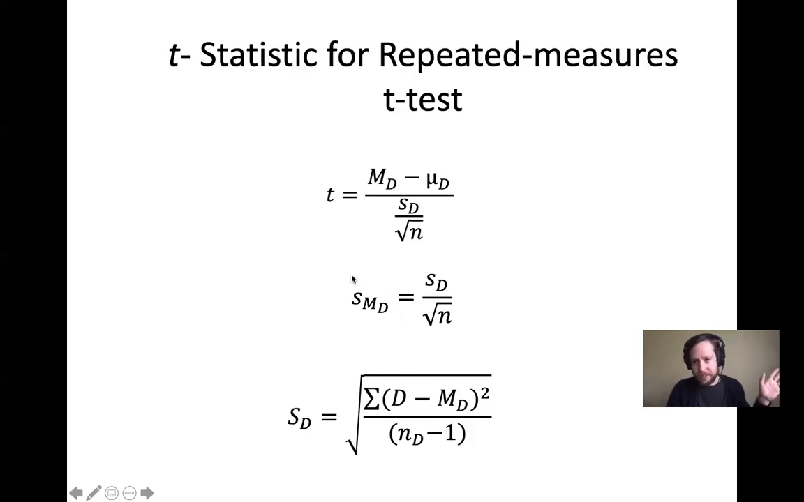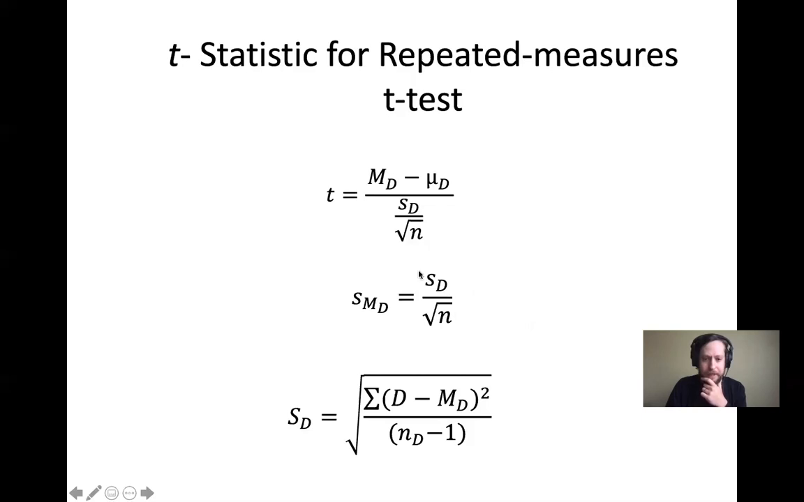With the one sample t-test, we had estimated standard error, which was sample standard deviation divided by the square root of n. Here we have the same thing, estimated standard error, but it's estimated standard error for the different scores. So that's why this D is here, different score, estimated standard error of the different score. And all this is the sample standard deviation of the different scores divided by the square root of n.